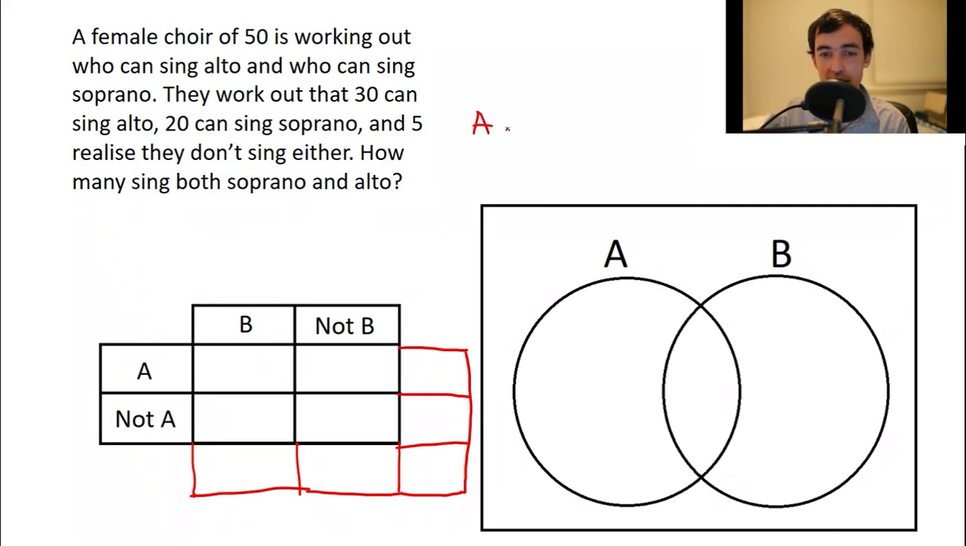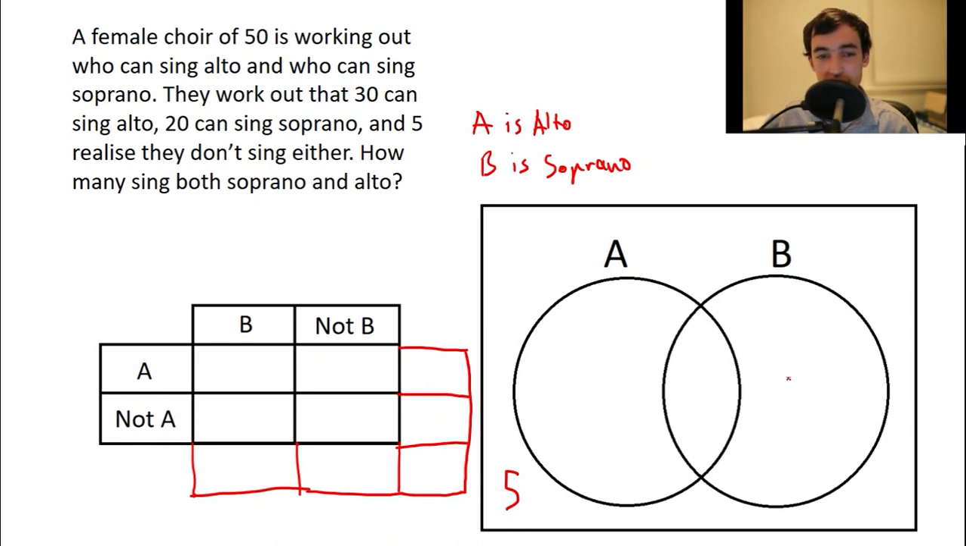Let's say A is alto and B is soprano. These 5 people are not in A or B because they don't sing either, so we put them here. But we can't put anything else into the Venn diagram. 30 can sing alto. That means 30 are in this circle, but how many are in the middle and how many are in this section? We don't know. We can't work that out straight away. Same with the 20. How much of the 20 do we put in here and how much do we put over here?